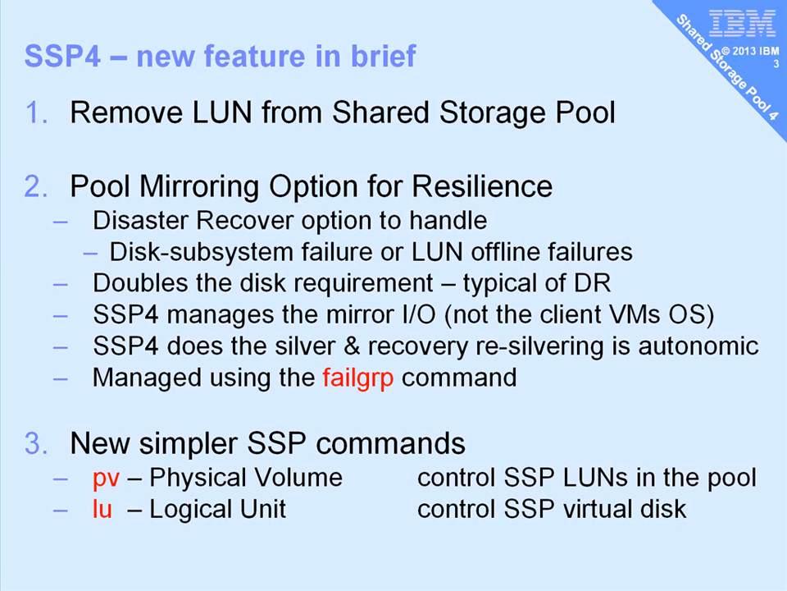Also, the Shared Storage Pool 4 does all the silvering and recovery resilvering autonomically behind the covers. As soon as the LUNs become available again, it will do all the resilvering for you without you having to do anything at all. This is all managed by a concept called failure groups. We have 2 failure groups inside the pool now, the 2 groups of LUNs, and there's actually a failgrp command for managing this. There's also much simpler shared storage pool commands to use, and this will help us in a usability sort of thing.